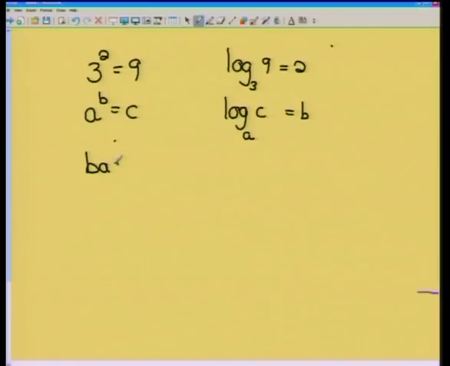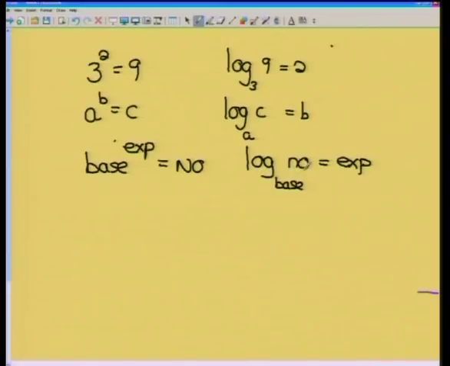If we have a base to an exponent equals a number, then we know that log to the base of the number equals the exponent. So log is actually just the exponent part of a power. And so it becomes really very easy to think like that. So let's just check one more to make sure we are committed.